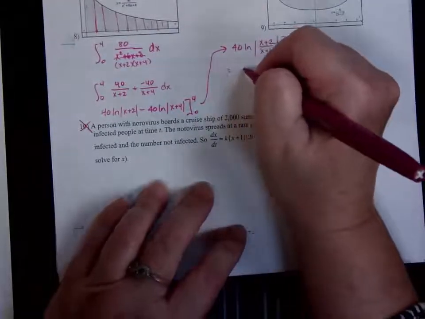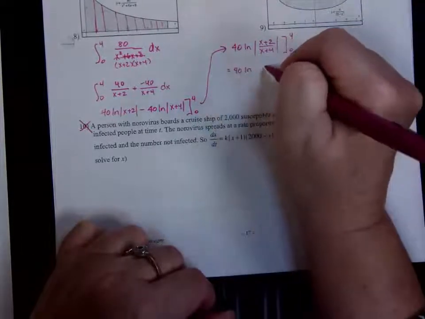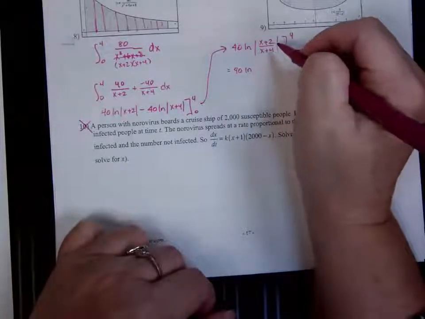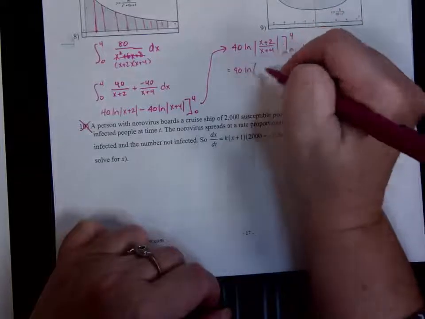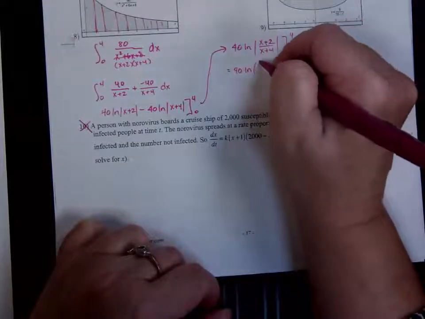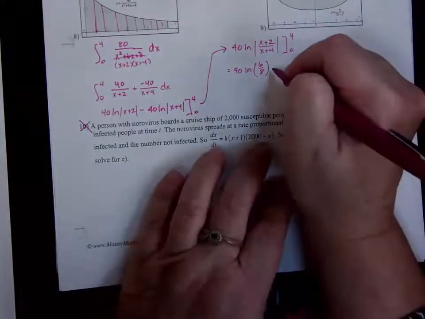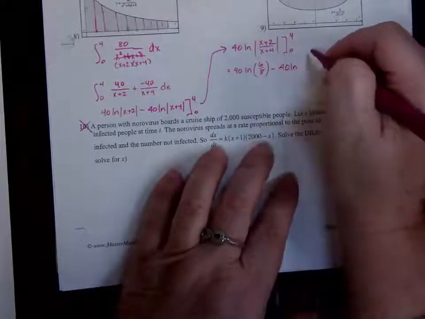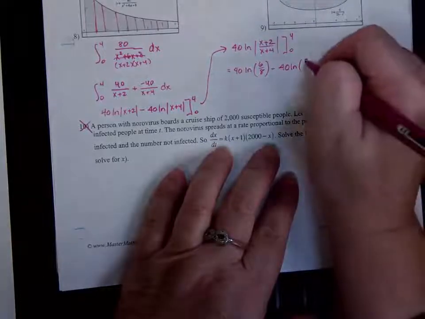Which one do we plug in first again? 4. So 40 ln of, now that we're plugging in numbers, if they come out positive, you can write them in parentheses instead of absolute value. So 4 plus 2 is 6, 4 plus 4 is 8. So I can change it to parentheses if I want to. If you chose to leave it in absolute value, that's fine, but you don't have to anymore. So 40 ln of 6 over 8 minus 40 ln of 2 over 4.